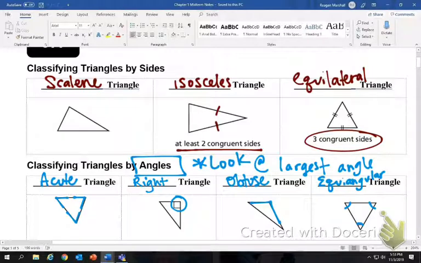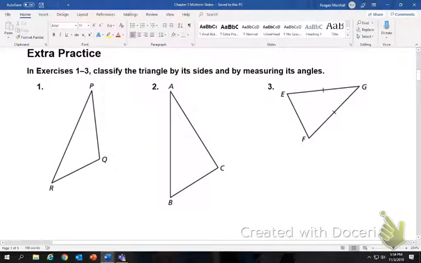So keep in mind, if it is equiangular, it is equilateral. Those will always go together. If you have three equal sides, you have three equal angles. Two equal sides means two equal angles, and so on and so forth. So we're going to use this to classify on the bottom. Classify the triangle by its sides and by its angles.